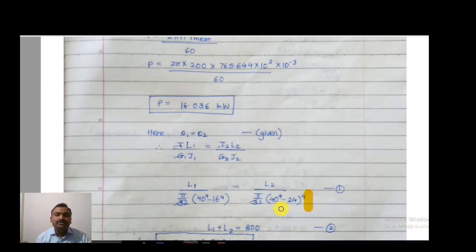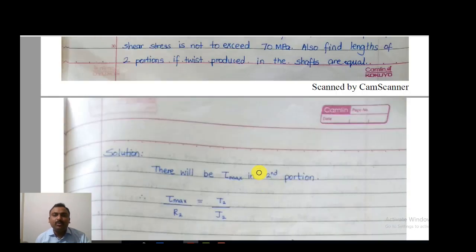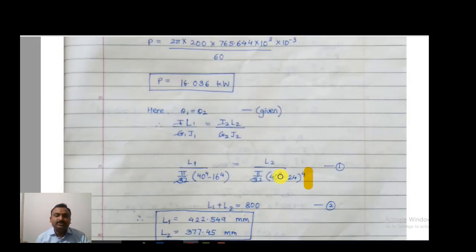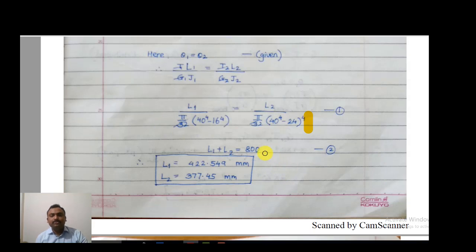This is your first condition, and another condition is L1 plus L2 is equal to 800, as the total length is 800. So you have two equations and two unknowns. By using the calculator you can solve them. So L1 will be 422.549 mm and L2 will be 377.45 mm.